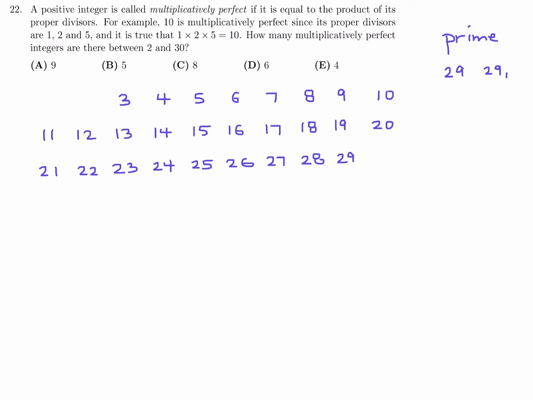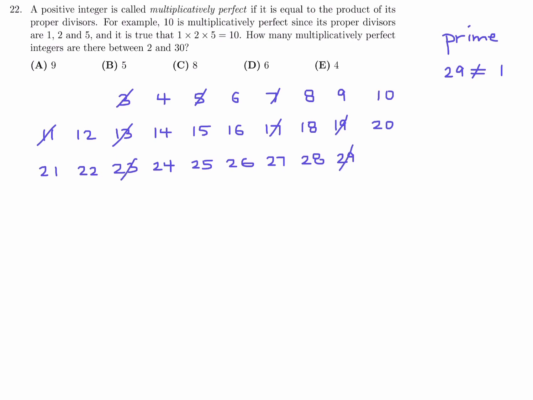So instead of 29 and 1 as its divisors, I only have 1. That's it. So 1 by itself only gives me a product of 1, which obviously is not equal to 29. So I can get rid of all the prime numbers because they all face the same scenario. The prime numbers are 3, 5, 7, 11, 13, 17, I think. Is that a prime? 19, 23, and 29.